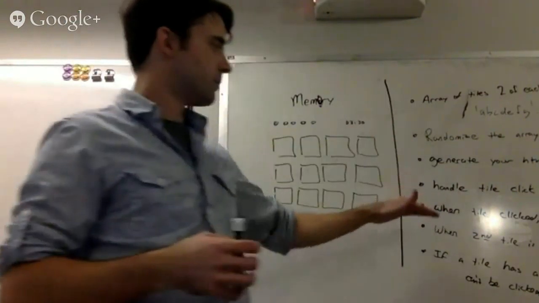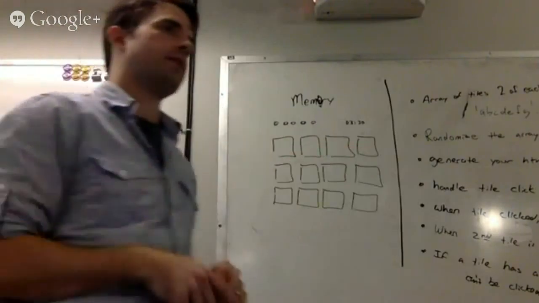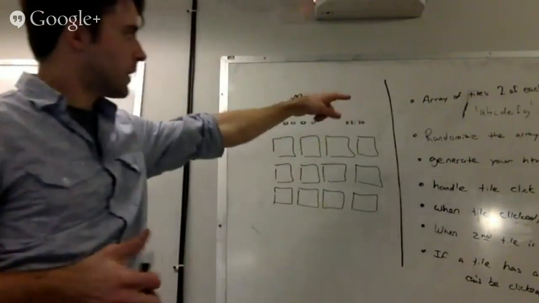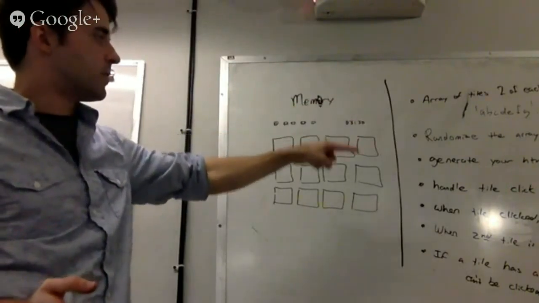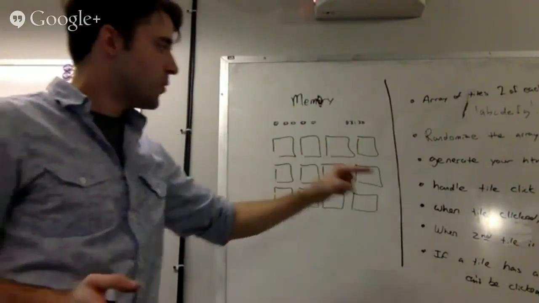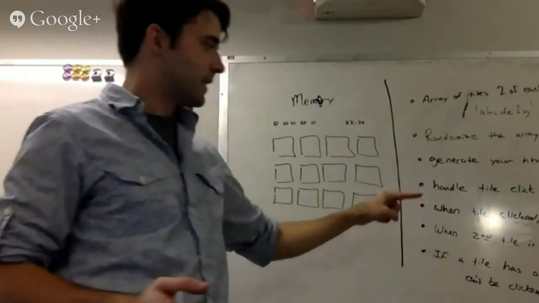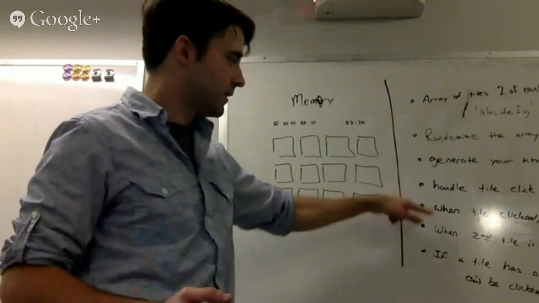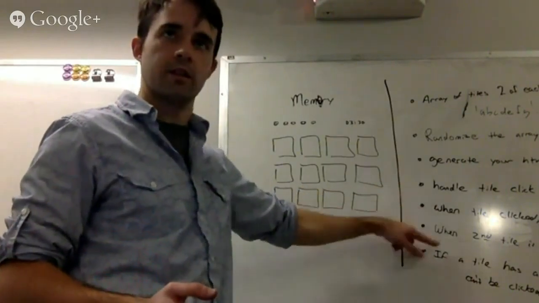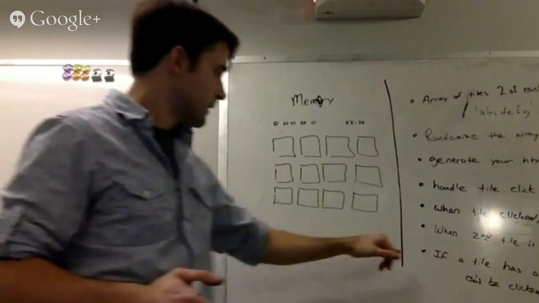So get through to here, and when you get to the point where you're trying to figure out how to compare, let's sync. So far you've got an array with all your tiles. You've randomized the array. You've generated your HTML. You're handling a tile click. When it's clicked, you want to remember it. When it's clicked the second time, you want to compare. And then the next time a tile's clicked, you want to go back to this. So you can isolate between these two behaviors on click. You have to figure out how to program that.